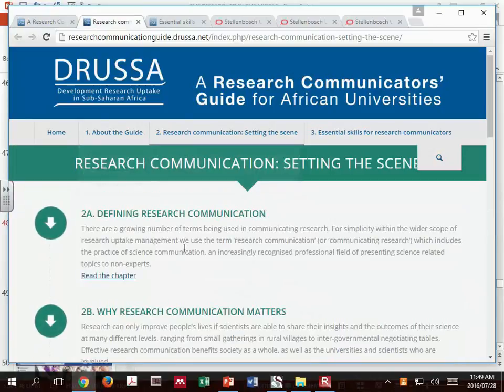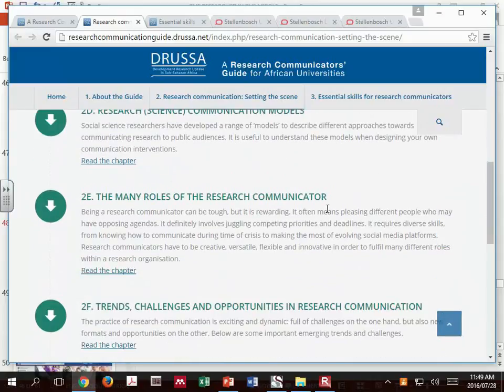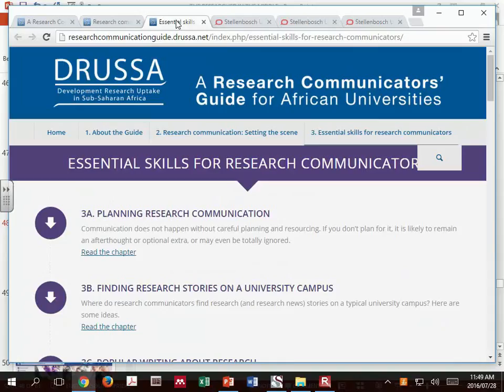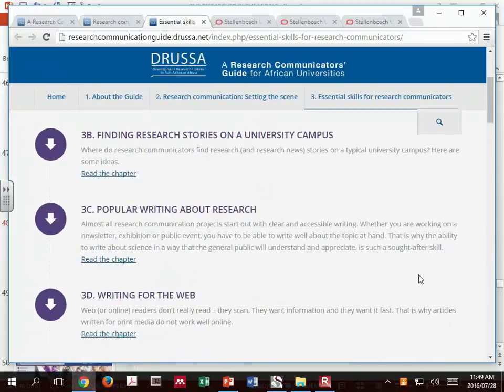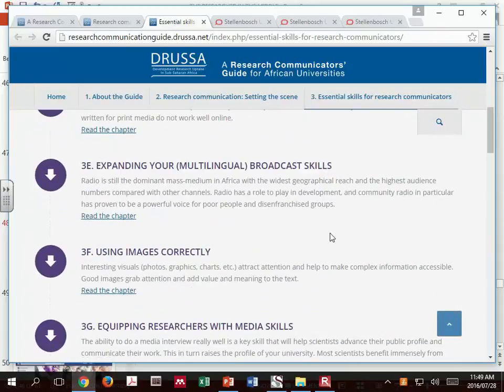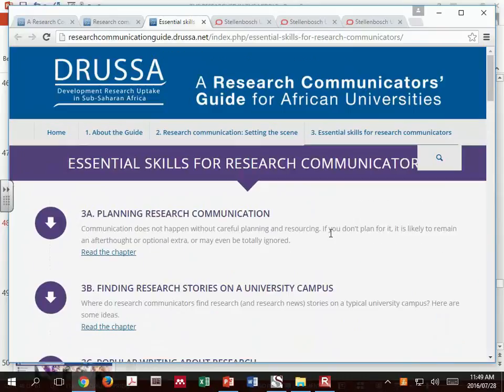There is a whole section on defining what science communication is all about and all the models and the roles and so on. And then there's a whole section on practical skills, how to plan. A lot of the things I've just briefly mentioned today, there's a lot of detail there. Popular writing, writing for the web, using images correctly, etc. So you're more than welcome to find that online, and as I say, it's free. You can download it, you can use it any way you want.